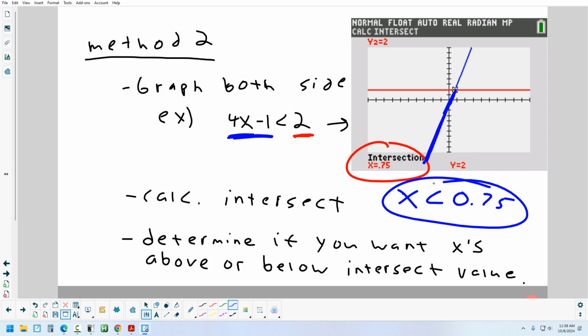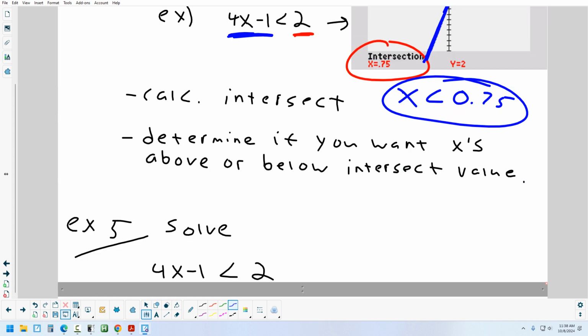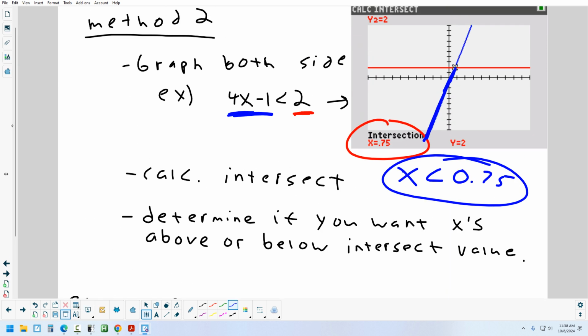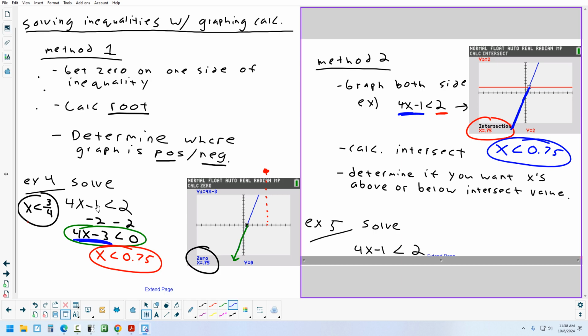Okay, so that was the next question, but I pretty much just did it. I did example 5 right in the problem right there. Okay, so is there any question on method 1 or method 2 to solve an inequality? One uses roots, one uses intersects, but you can get the same answer. So do whichever method is easier for you.